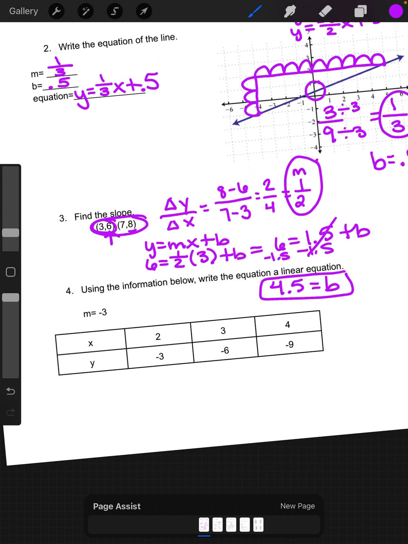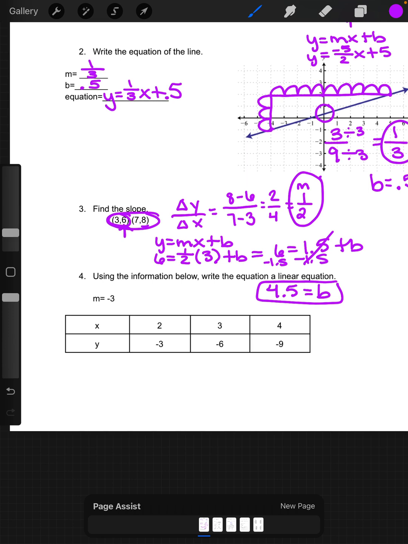All right. From here, for number 4, I am going to go ahead and erase that out of my way. Okay. So they went ahead and gave me the slope as -3, and then they gave me some x, y terms. So they gave me x is 2, y is -3, x is 3, y is -6, x is 4, y is -9.